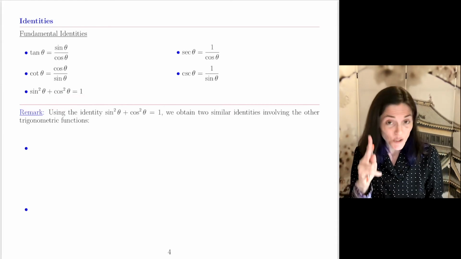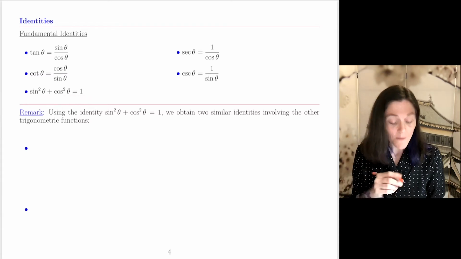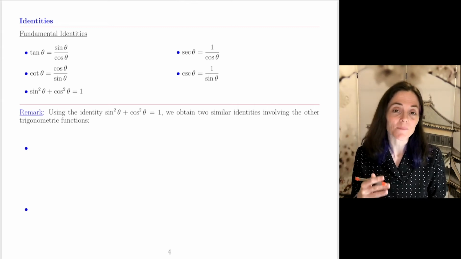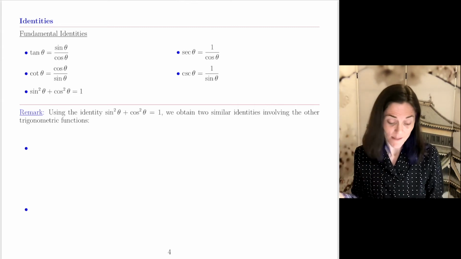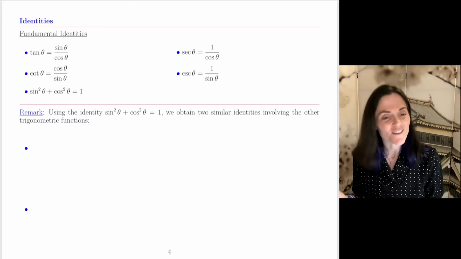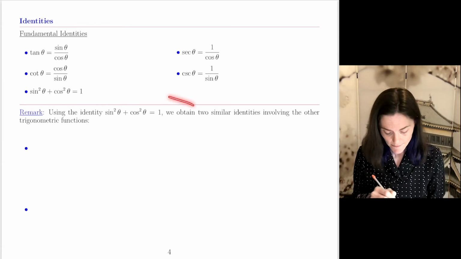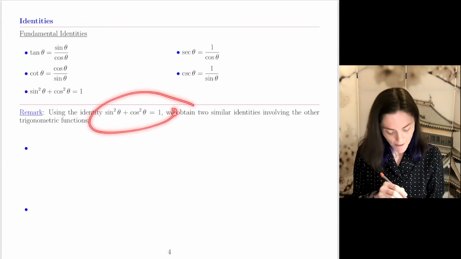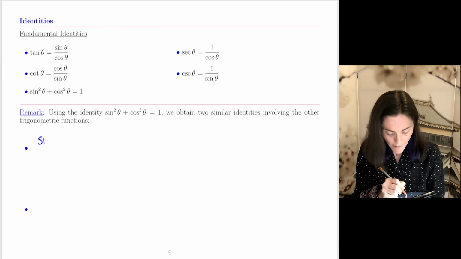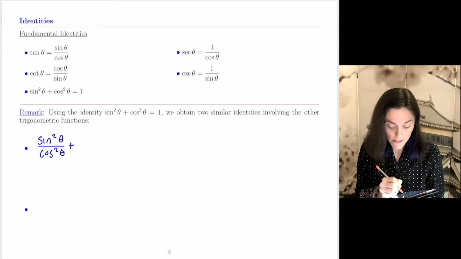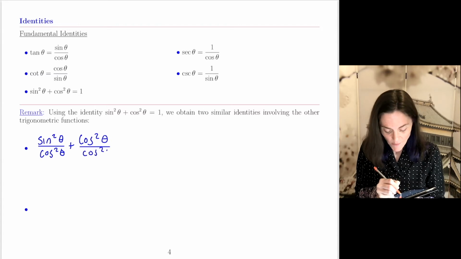But really, we can get 2 more identities from this one, which I would say are maybe not as important as sine squared plus cosine squared is 1, but almost. So they're very important. We use them. But they involve the other 4 trig functions. So for the first one, let's take this identity and just divide by cosine squared. We get sine squared over cosine squared, plus cosine squared over cosine squared, and then that equals 1 over cosine squared.